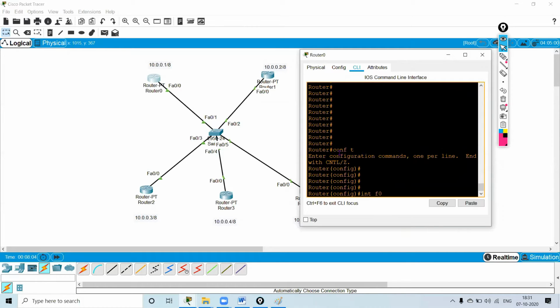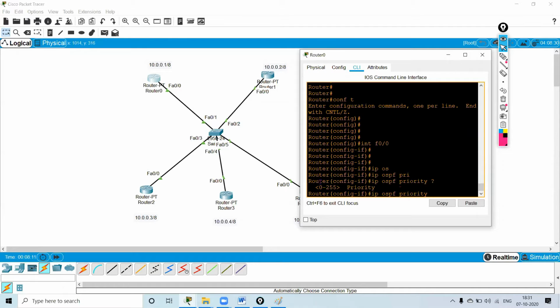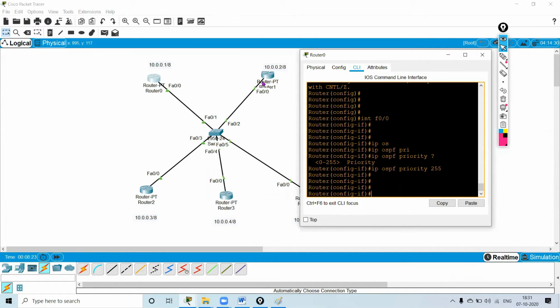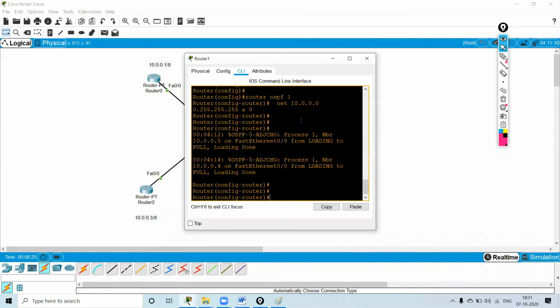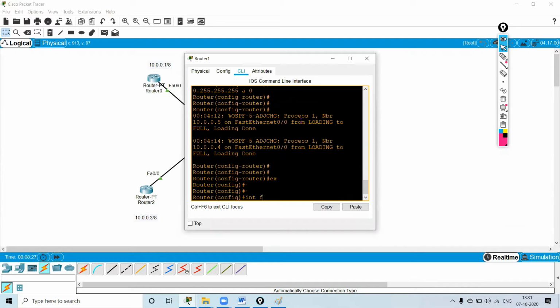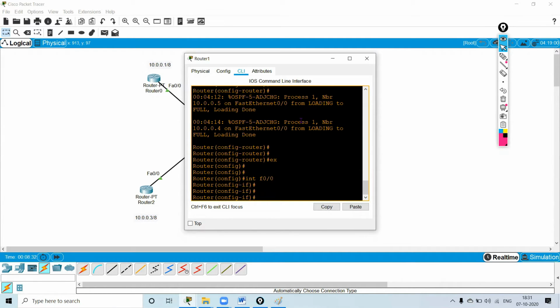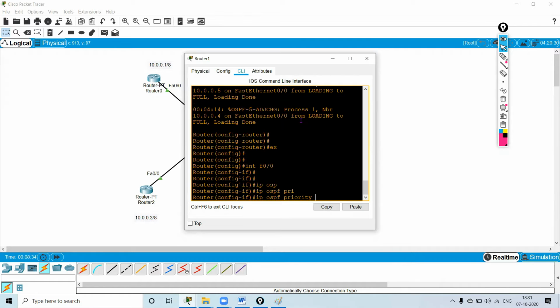I have to go on the interface FastEthernet 0/0 and say IP OSPF priority. Now you can see I can give the priority from 0 to 255. So I'll give the priority of this router as 255. And on this router I will give the priority as 254. IP OSPF priority is 254.